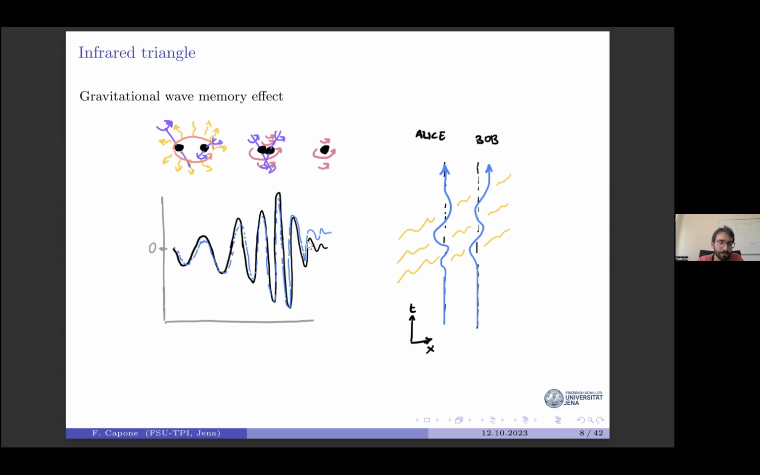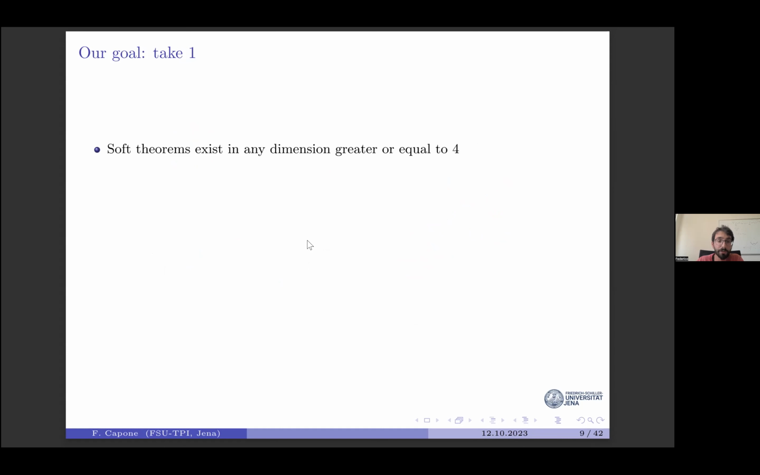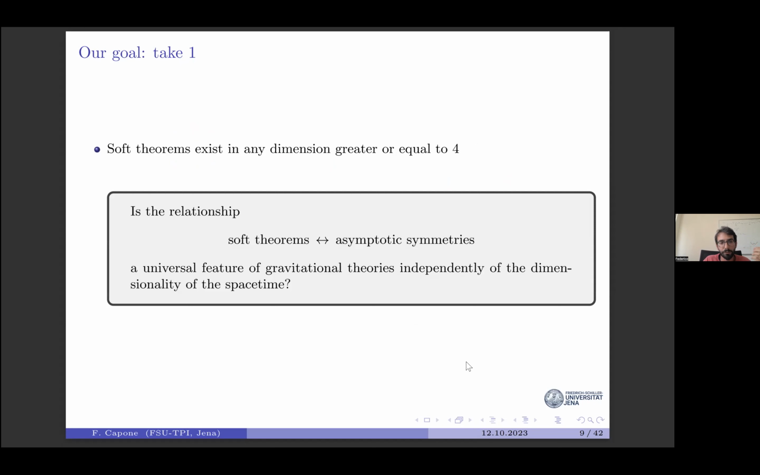I am really interested just in the relationship between asymptotic symmetries and soft theorems, because soft theorems exist in any number of dimensions greater than or equal to 4. Actually, they are even better defined in dimensions greater than 4, because there are no infrared divergences in higher-dimensional quantum field theories. The S-matrix is perfectly well defined. And so the question quite naturally comes up: is the relationship between soft theorems and asymptotic symmetries a generic property of gravitational theories, independently of the dimension of the spacetime?